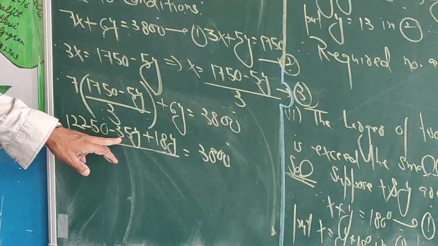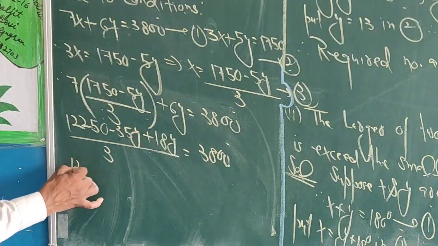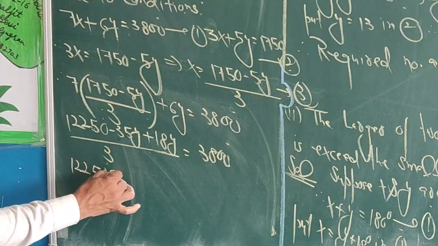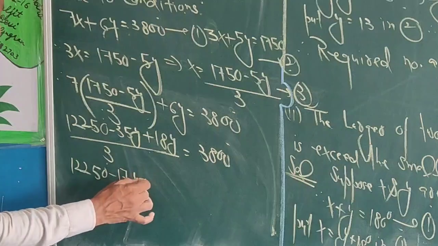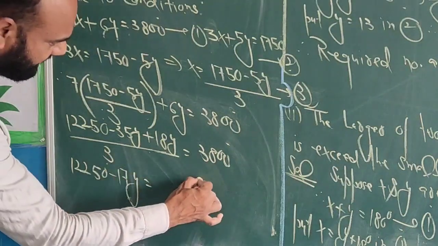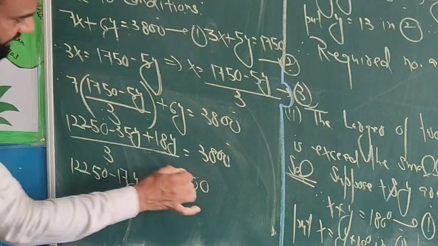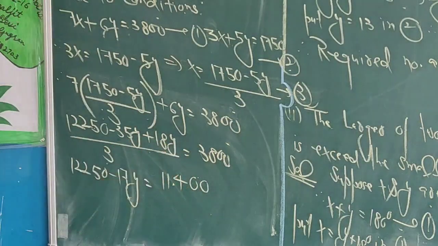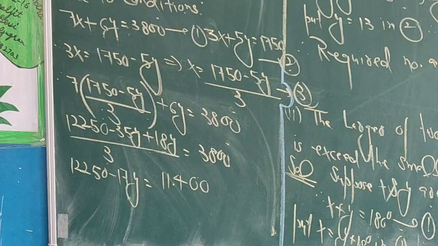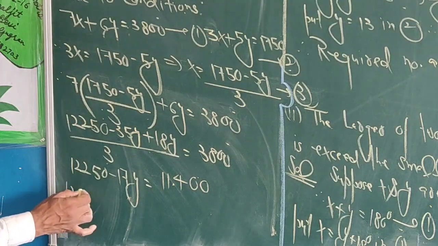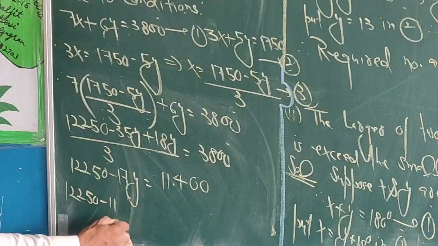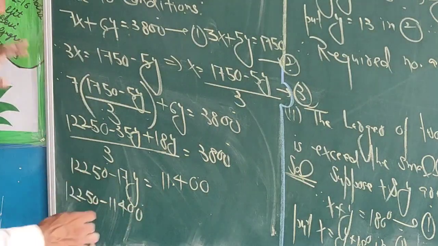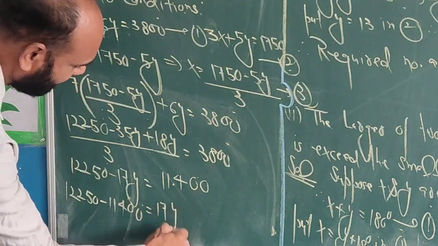So this is minus 35y and plus 18y, which is additive, giving 12,250 minus 17y is equal to 3 multiplied by 3800, that is 11,400. So 12,250 minus 17y is equal to 11,400.